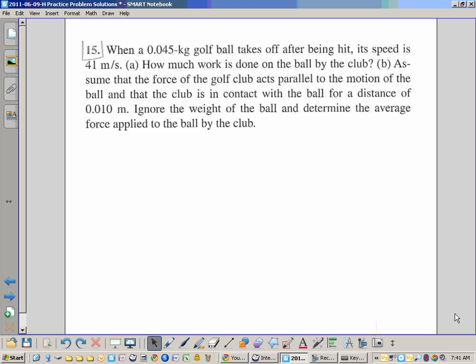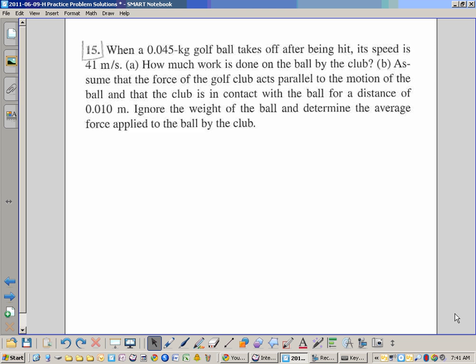All right, so here we have a golf ball that gets hit by a club. After it gets hit, we know its speed. Since we know its mass and its speed, we'll know what? Well, two things, but since we're asking about work, what's pertinent, mass and speed? Right, kinetic energy.